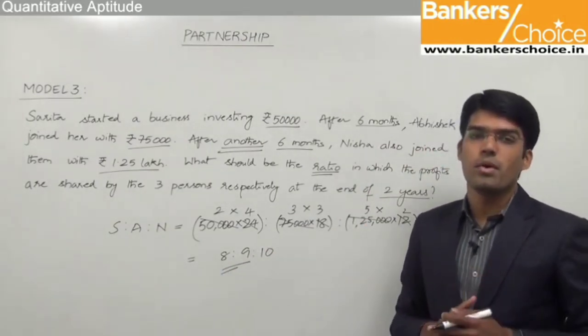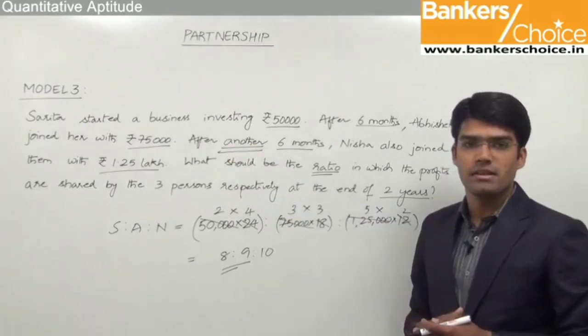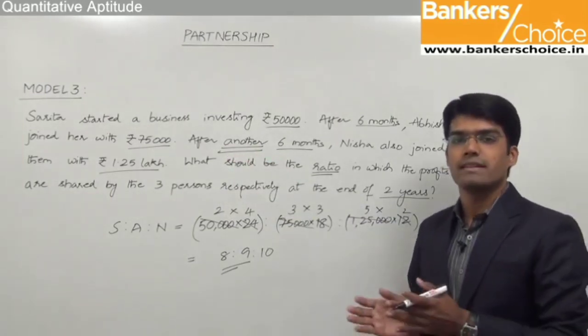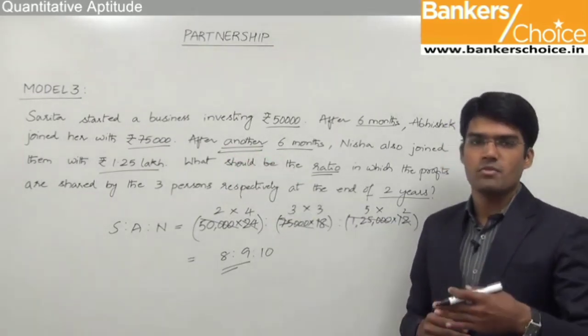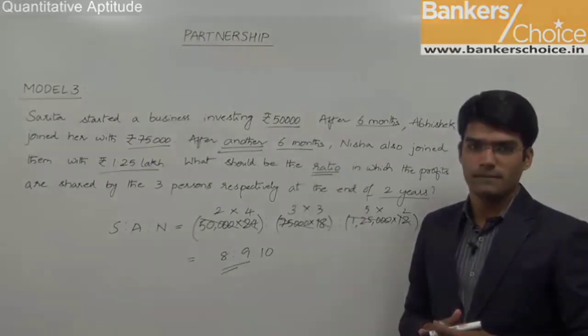The only important point which you need to understand here is, whenever the word another is mentioned in the question, we need to take the overall time gap, that is the gap which was maintained by the first person plus the gap which was maintained by the third person.